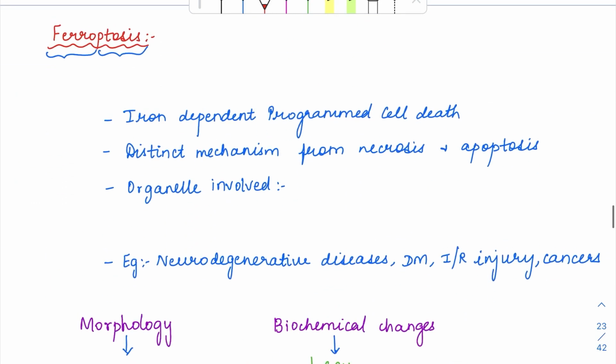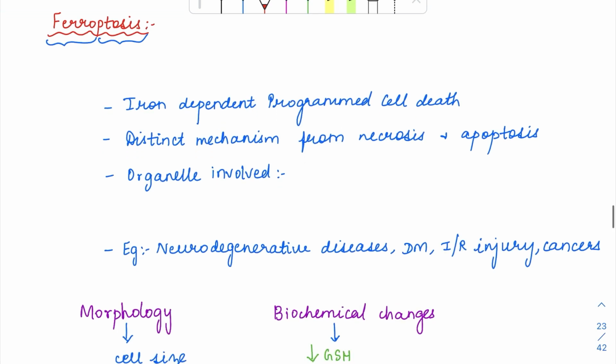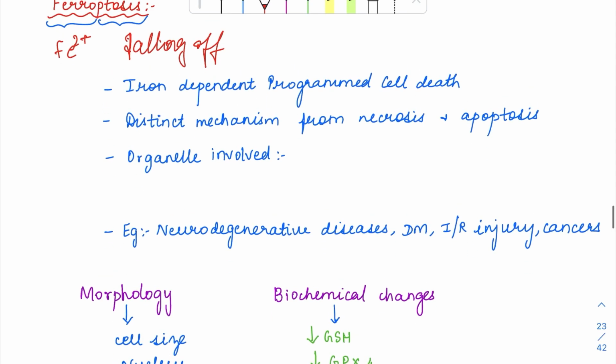Now that you have understood free radicals, let's move on to ferroptosis. So ferroptosis, I already mentioned, is going to be iron plus falling off. So it is an iron dependent programmed cell death, and this kind of cell death is going to be different from that of necrosis and apoptosis. The most common organelle involved in ferroptosis will be the mitochondria, because mitochondria is the powerhouse of the cell.